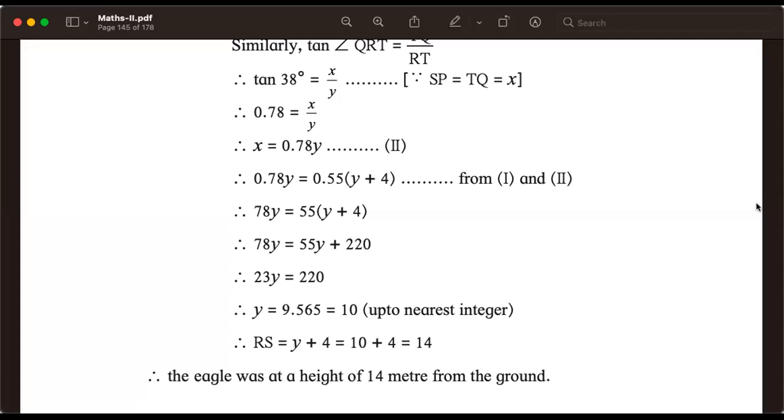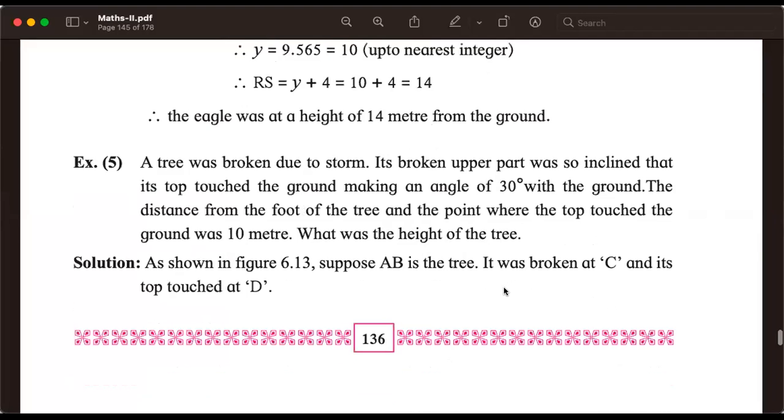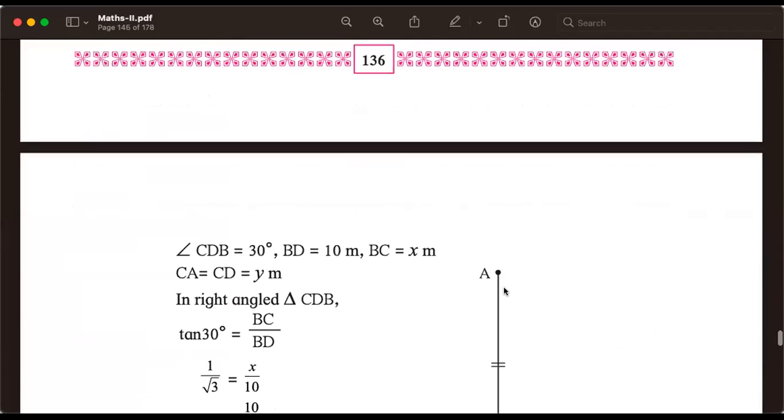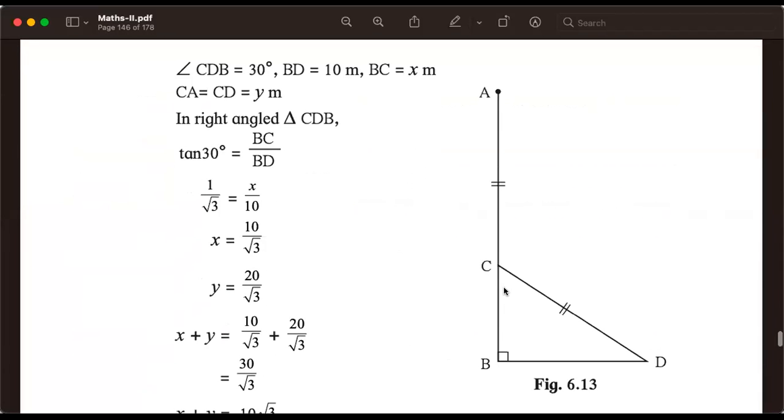Is it okay? Can we move? If you are ready to move, thumbs up. Okay. So example number 5 is again the tree breaking down. So there is nothing to explain here. It's the same as question number 5 of practice set 6.